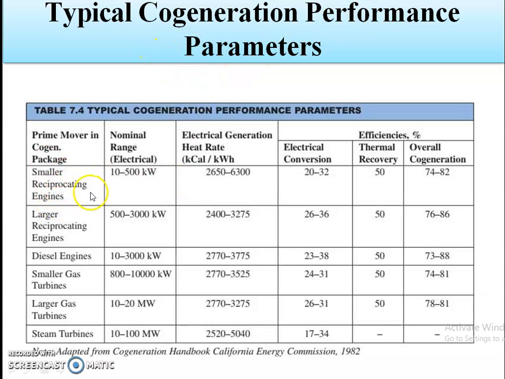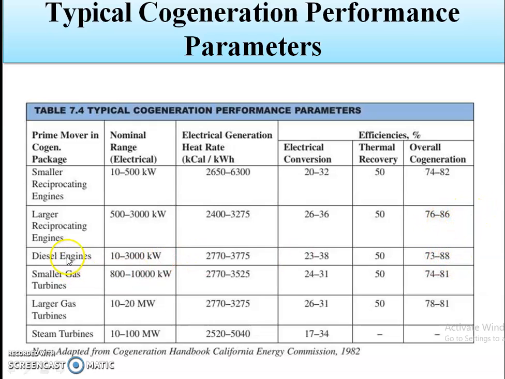Using small reciprocating engines, we get a nominal electrical range of 10 to 500 kilowatt. The electric generation heat rate is 2650 to 6300. The efficiency for electrical conversion is 20 to 32%, with thermal recovery of 50%. Overall cogeneration efficiency is 74 to 82%. From the larger reciprocating engine, we get an efficiency of 76 to 80%.